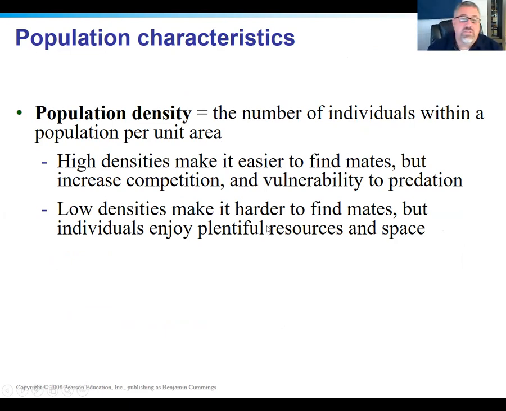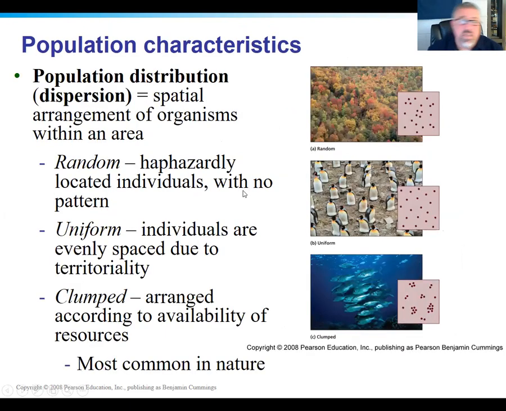So population density is a very key thing for organisms. If we look at distribution of organisms, we can have what's called a random distribution, or random population dispersion. It's like your dandelions in your yard, right? They just, boop, there they are, you know?